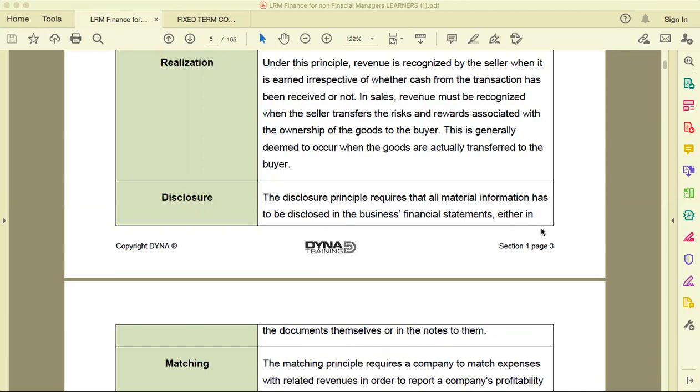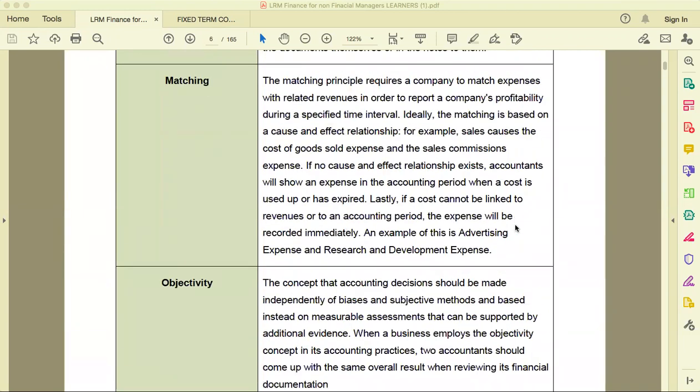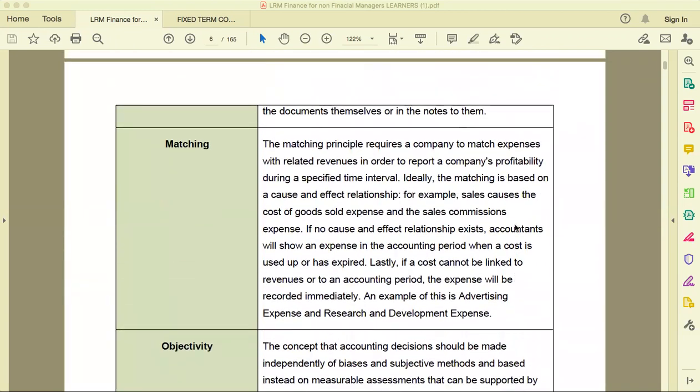financial statements. So disclosure is that we need to show things in our financial statements that could have a negative or a positive effect in our financial future or in our current financial reality. So we have to disclose certain information. If we don't, again, it is not a fair reflection of our financial position.